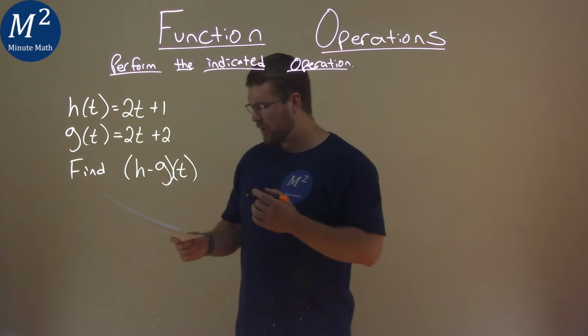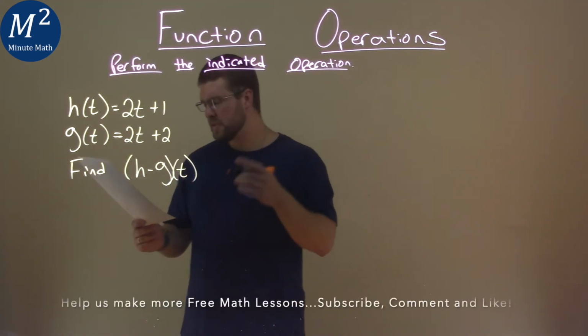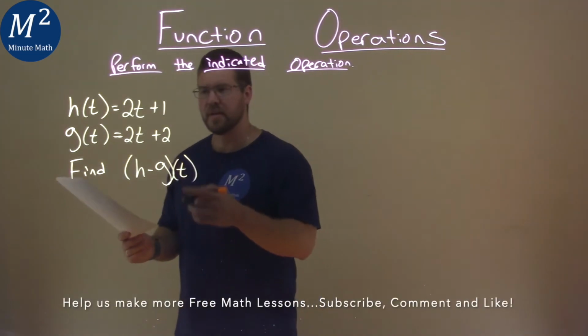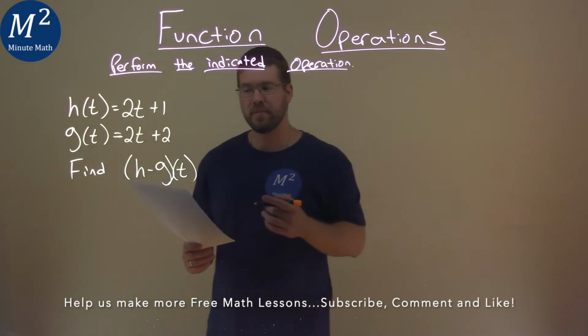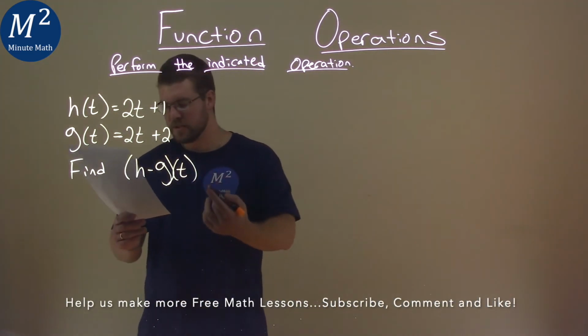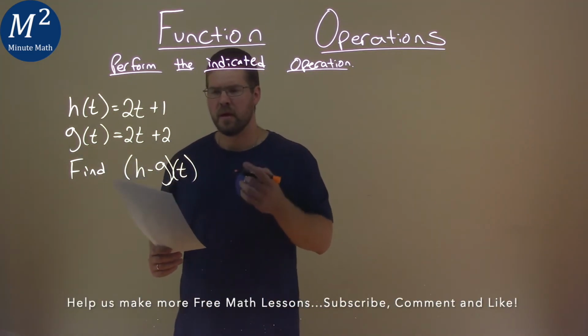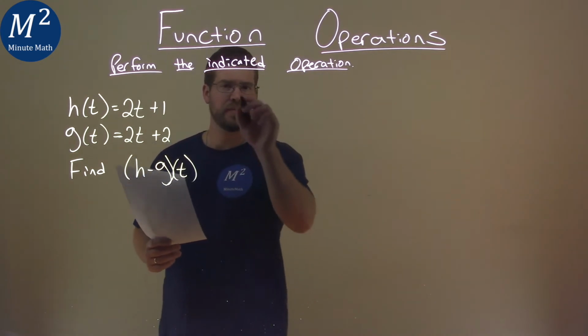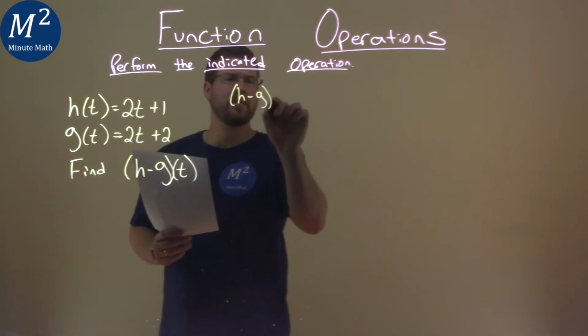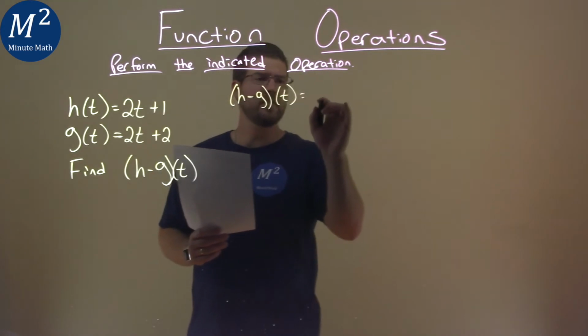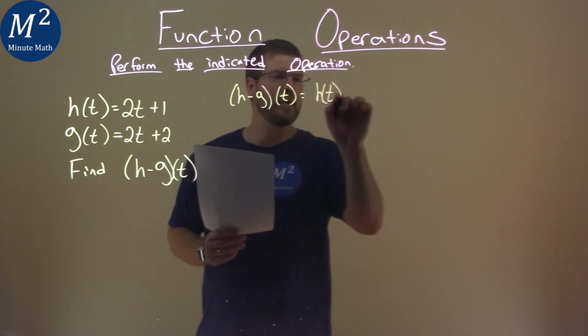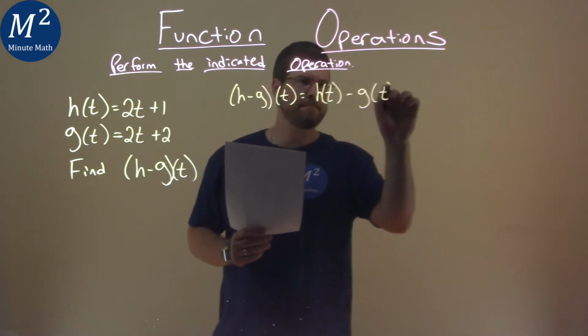We're given this problem right here. h of t equals 2t plus 1. g of t is equal to 2t plus 2. And we need to find h minus g of t. Well, what is h minus g of t? h minus g of t is equal to h of t minus g of t.